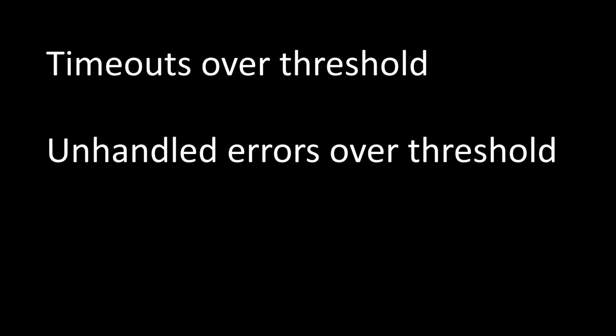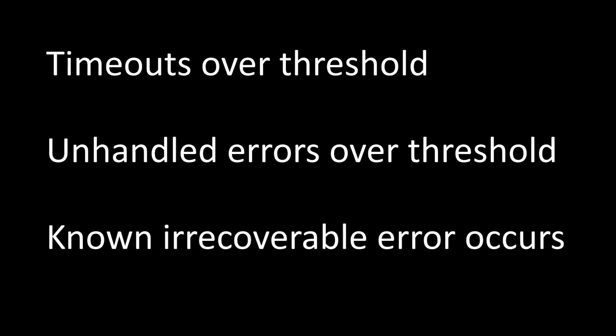We can also decide to open a circuit breaker if we have unhandled errors over a certain threshold. If we get more than 50% unhandled errors, then we assume something is up. So let's open the circuit breaker and fail fast. Or we have a known irrecoverable error, like a machine is burning exception. I know that if we get this exception once, then there's no point in calling the service because we need to put out the fire first. So we can as well fail fast and open the circuit breaker.